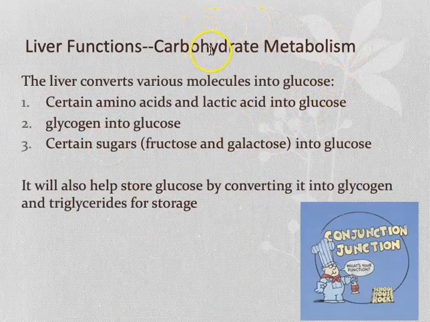As far as carbohydrate metabolism goes, it's going to convert various molecules into glucose. So in times where there's glucose scarcity, it can actually convert things like amino acids, lactic acid, glycogen, and other types of sugars like fructose and galactose into glucose. And it can also help store glucose by converting it into glycogen. This glycogen, as well as triglycerides, it can store for need later on.